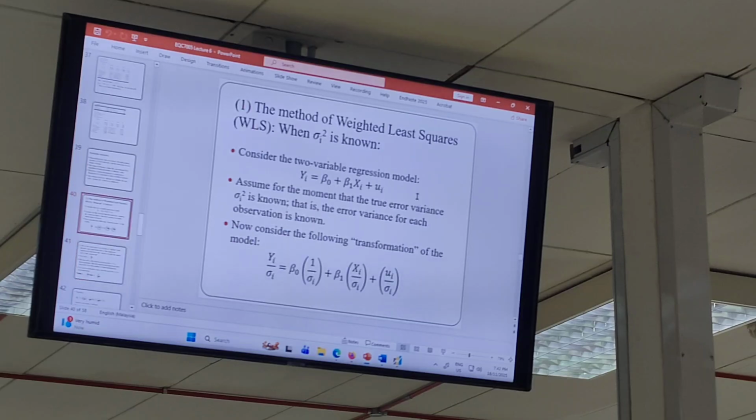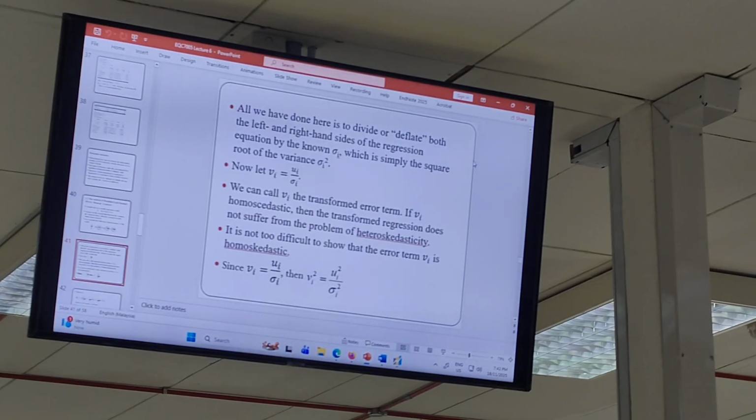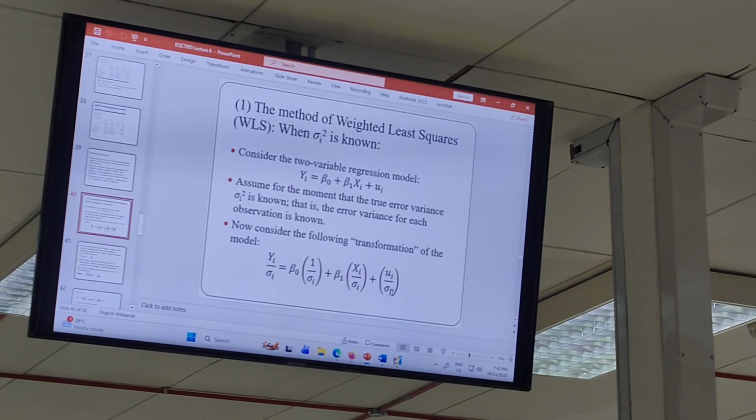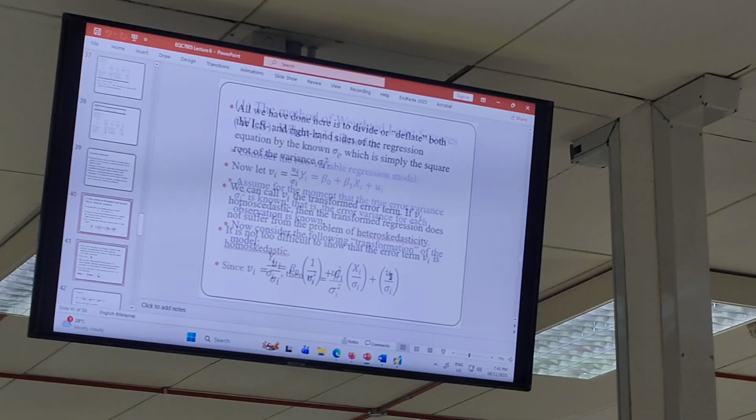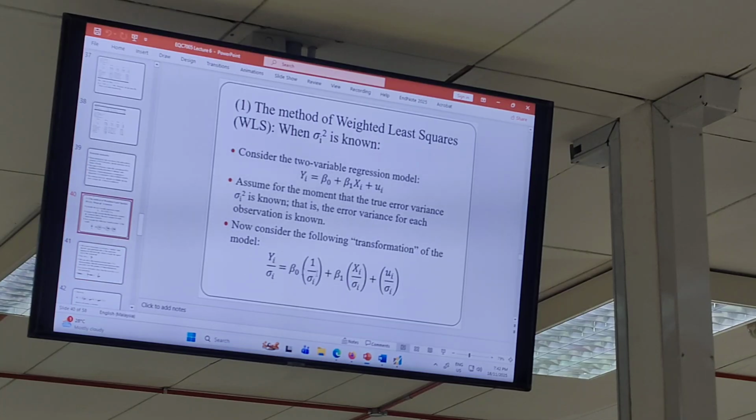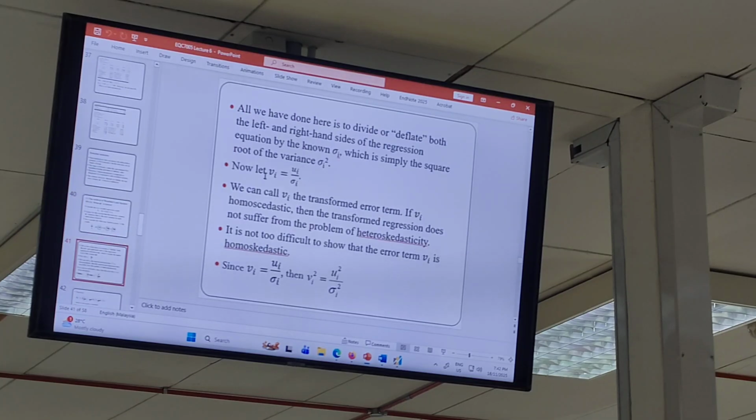If we know the value, all we have done here is to divide, or deflate, both the left and right hand side of the regression equation by the known sigma i, which is simply the square root of the variance sigma i squared. So now, in the transformed equation, we have a new error term, which we rename as v i, equal to this. Recall v i, the transformed error term.